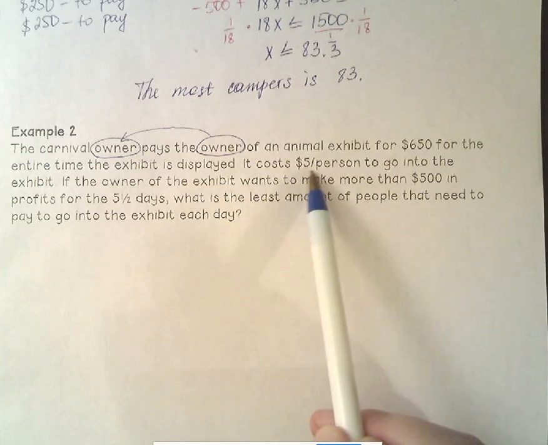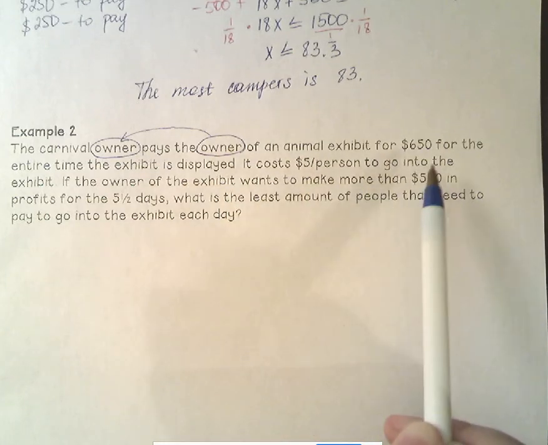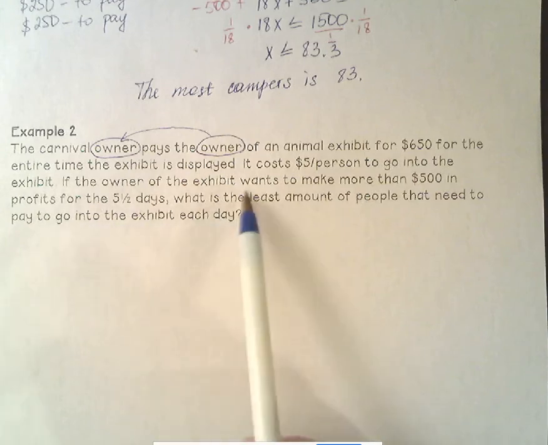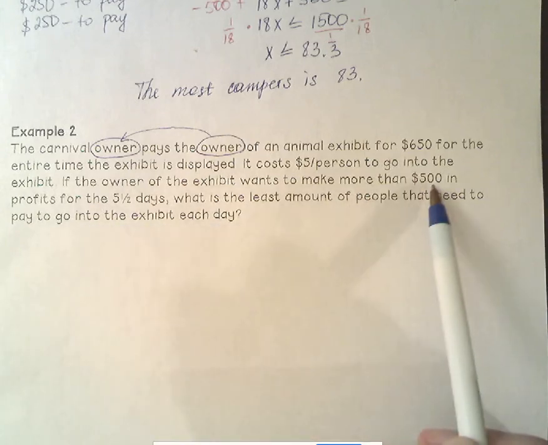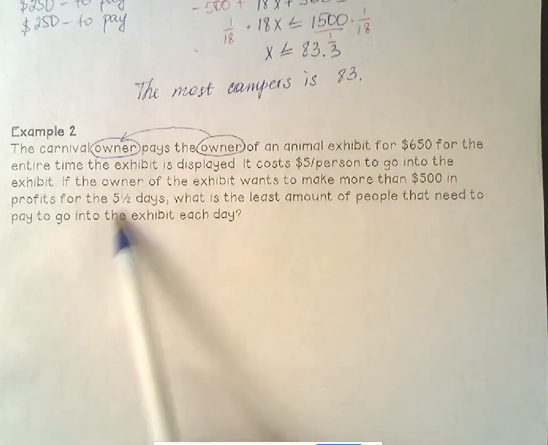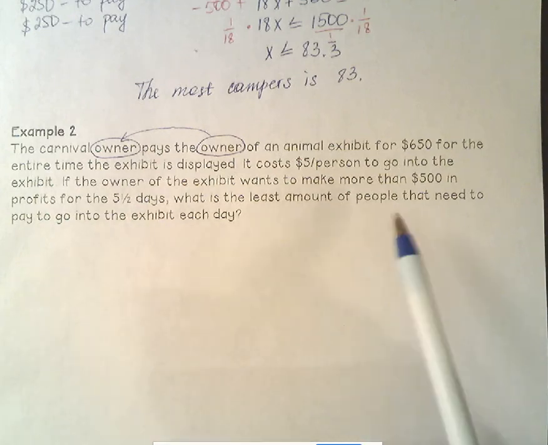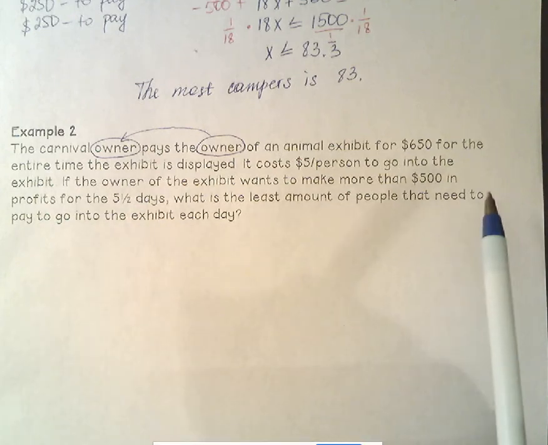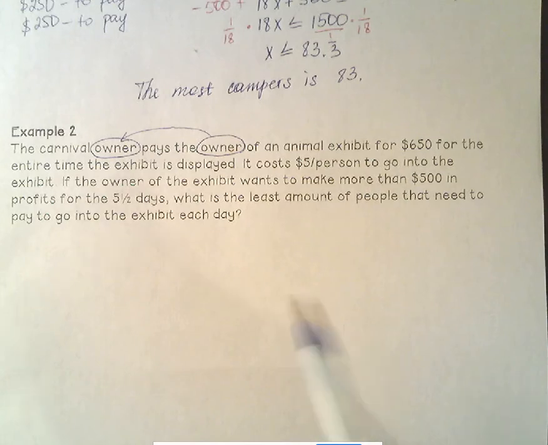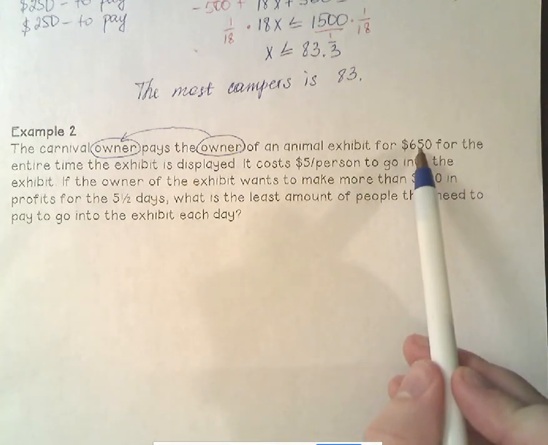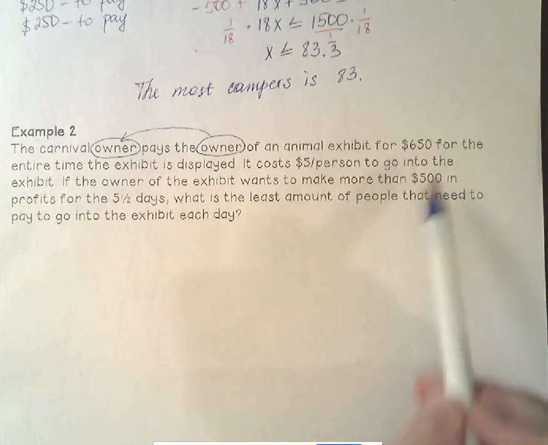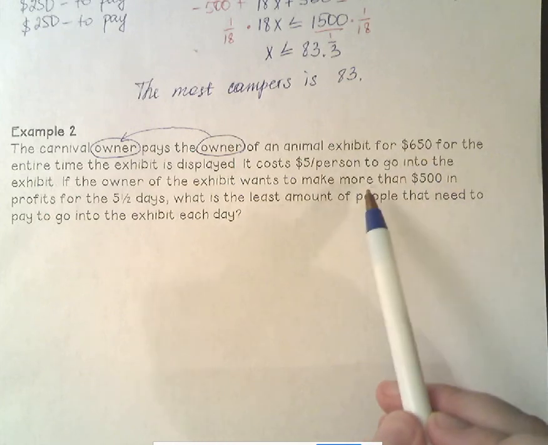It costs $5 a person to go into the exhibit. If the owner of the exhibit wants to make more than 500 in profit for the 5.5 days, what is the least amount of people that need to pay to go into the exhibit each day? Okay, so let's think about it right now again. We have to pay 650 from the entire profit for 5.5 days, right?